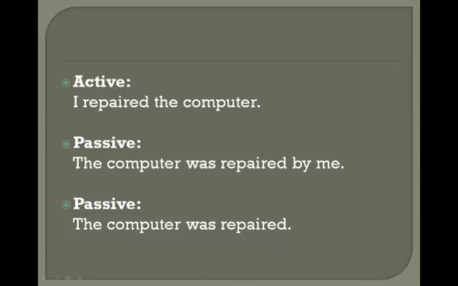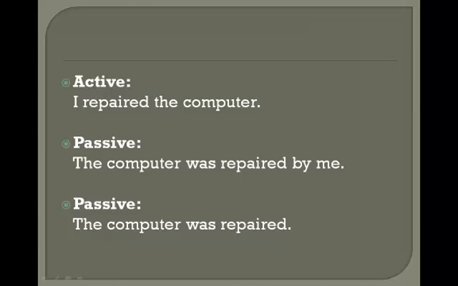Here's a really simple sentence. I repaired the computer. I is the subject, and I'm the actor. I'm doing the repairing. And what am I repairing? An object, the computer. Okay, so if we turn that into a passive construction and make the object, the computer, the subject of the sentence, it becomes the computer was repaired by me.